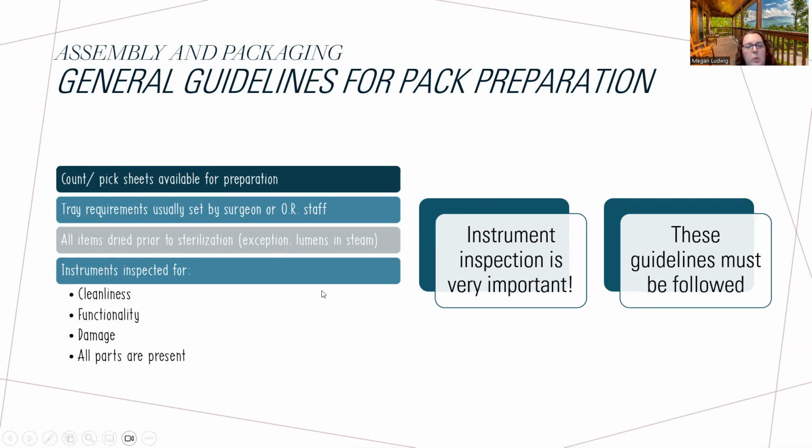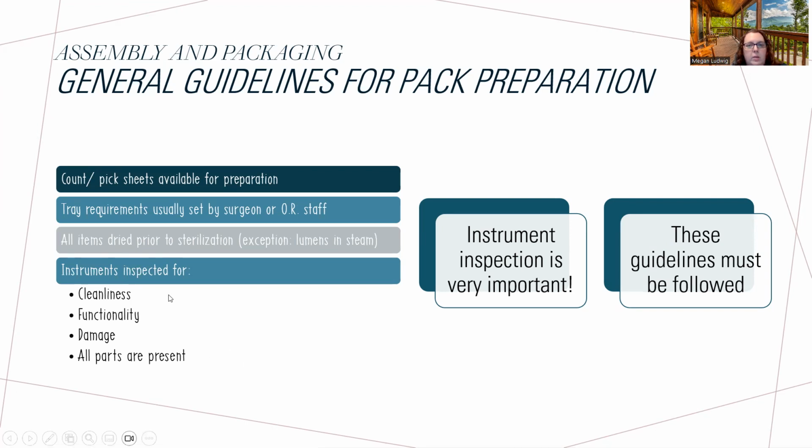The exception to making sure things are dry is lumens. Remember, things with a hole, like a Frazier tip suction or Yankauer, type of tube, so to speak. You want to leave a little bit of water in that lumen, especially for steam. That way, the steam penetrates the entire tubing.